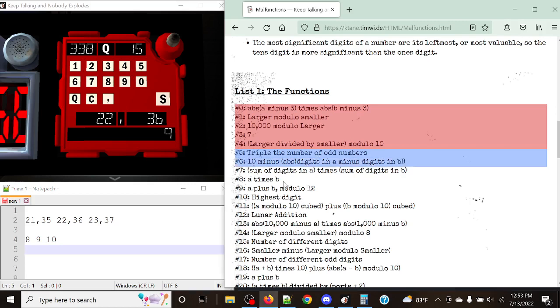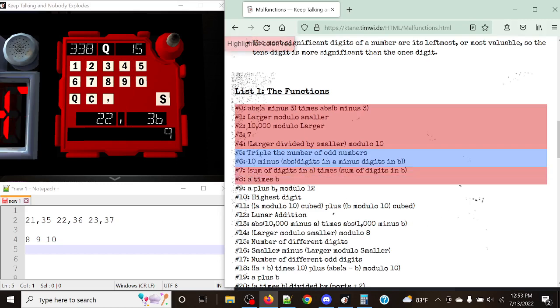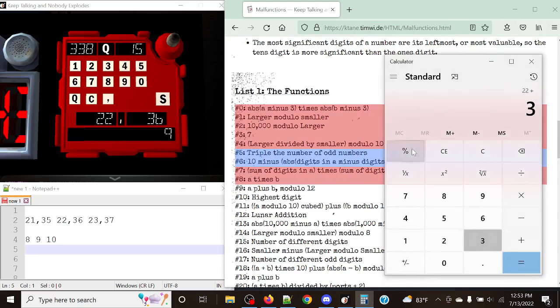Next up, sum of digits in A times sum of digits in B. In this case, this is going to be 4, which is then multiplied by 9. 4 times 9 is 36. Not going to work. A times B, not going to work. A plus B, modulo 12. Let's see what that gives us. 22 plus 36 is 58. Modulo this by 12 is going to be 10.